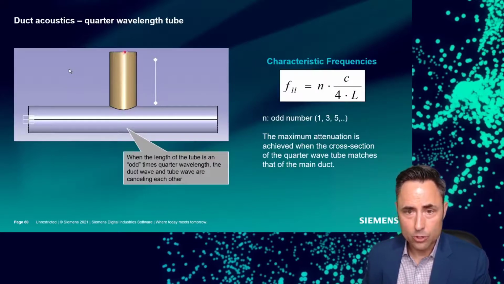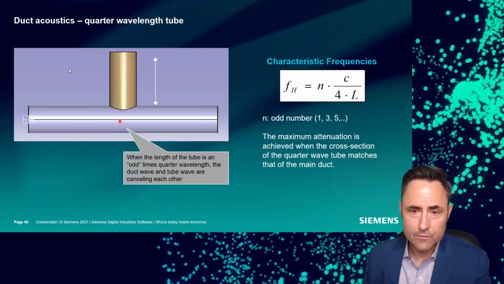Similarly is a quarter wavelength tube. So this is our main duct, and all you need for a quarter wavelength tube is a little side branch of a certain length. And this length is a quarter of a wavelength of the frequency you're trying to attenuate. Okay, and it can be any odd number of that quarter wavelength, 1/4, 3/4, 5/4, etc.